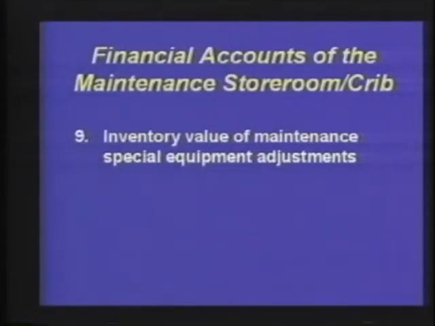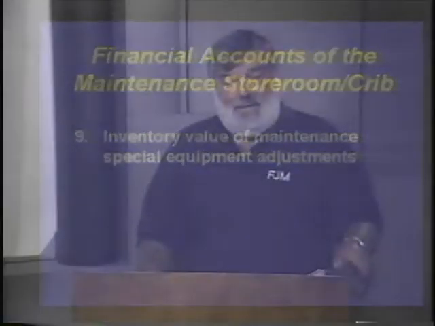Now, item number 9 is the inventory value of maintenance special equipment adjustments. That would mean we either added additional equipment or we could have disposed of equipment because the equipment could have been in a non-operating condition. It's identical to obsoleting the equipment.